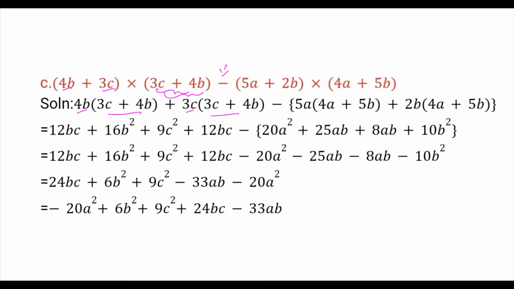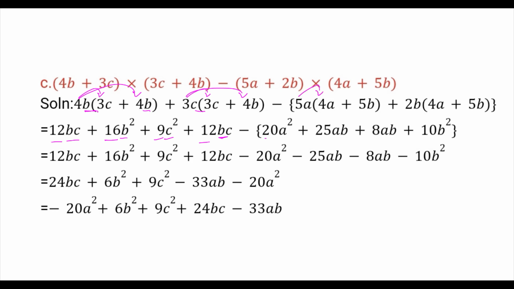If you're done with that now, just like the previous question, we just have to multiply. So 4 3s are 12, and then bc, right? Then 4 4s are 16, b into b square. Next 3 3s are 9, c into c squared, and 3 4s are 12. Once again, we have c first, but I'm going to write b first, right? So 12bc.